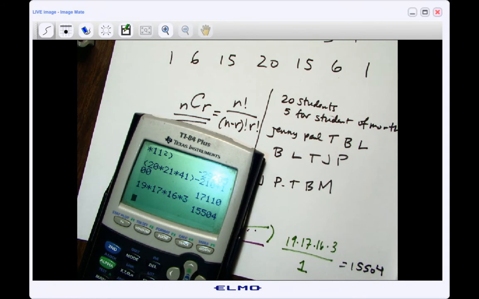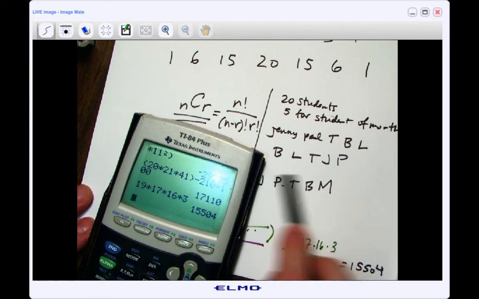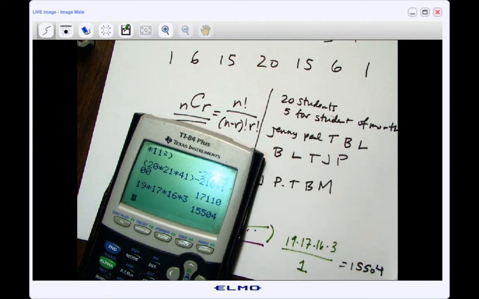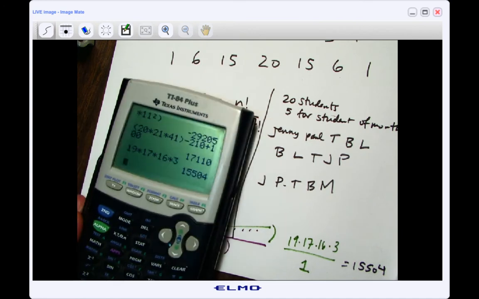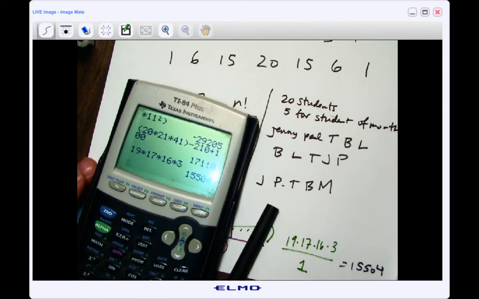So that means there would be about 15,000 different groups of students that I could put together out of 20 if I was only picking 5 of them. Okay, now here's the thing. On your calculator, you're probably able to do this.